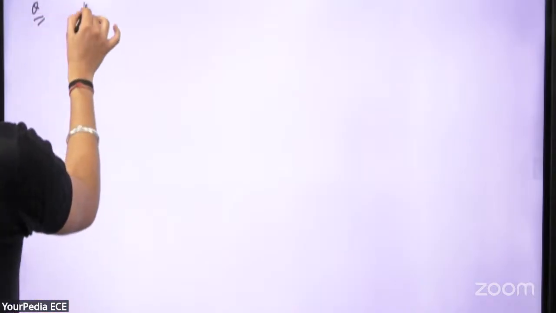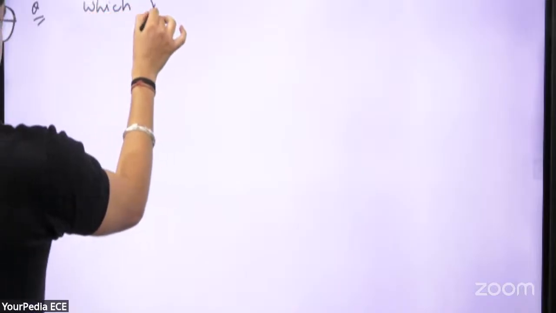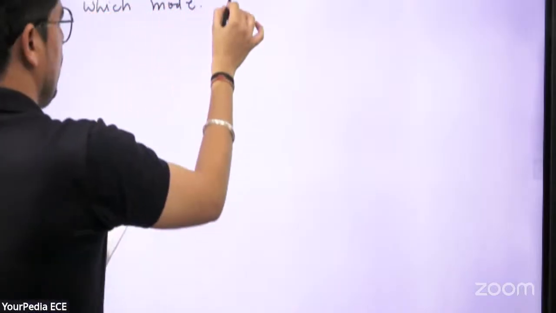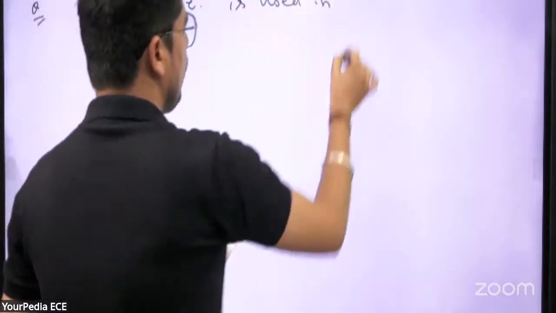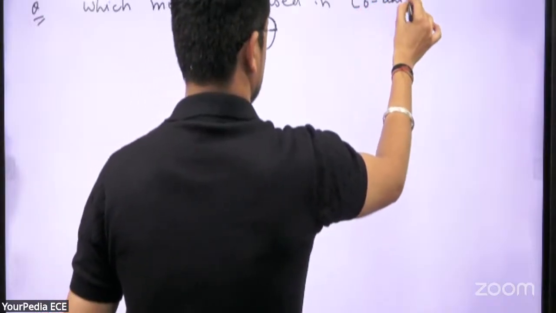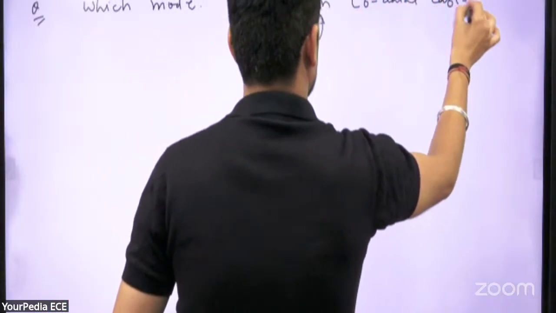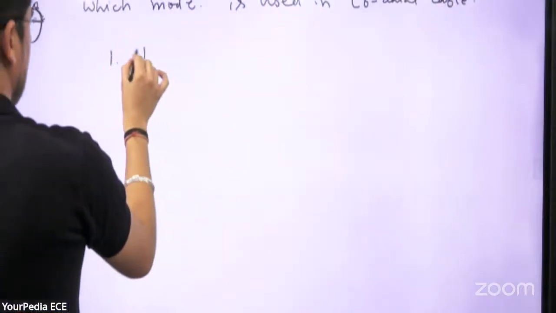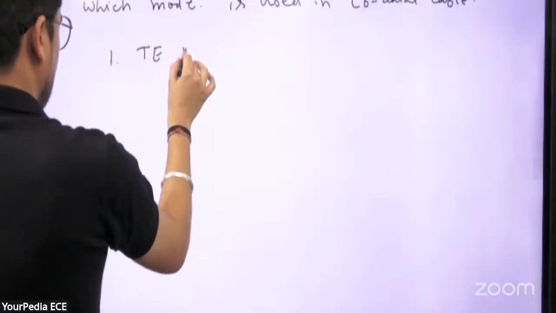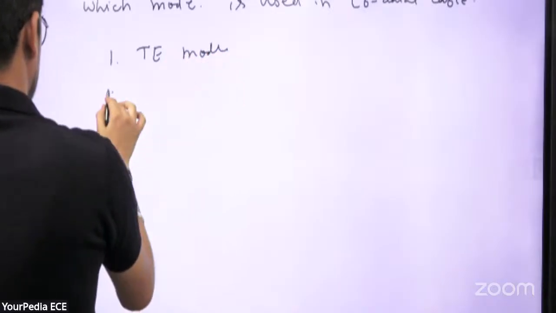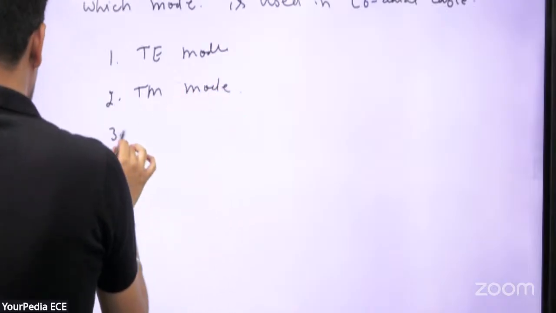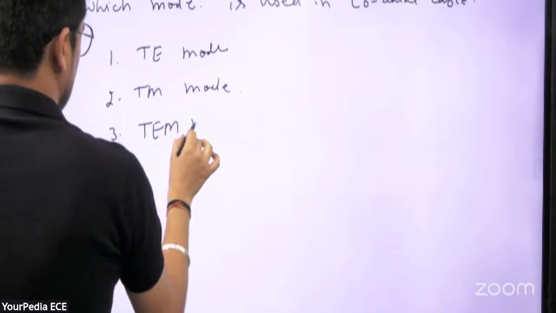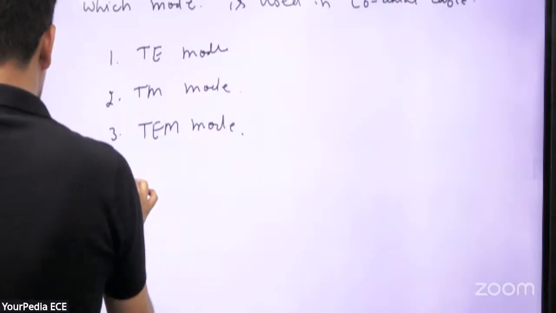Yeah, next question is from the EMFT, that is, which mode is used in coaxial cable? The options are TE, which means transverse electric mode. Second option is TM mode, transverse magnetic mode. Third option is TEM mode. And the fourth option is hybrid mode.